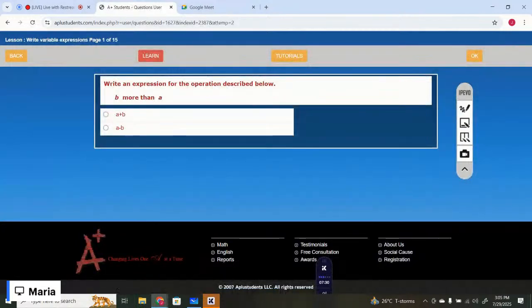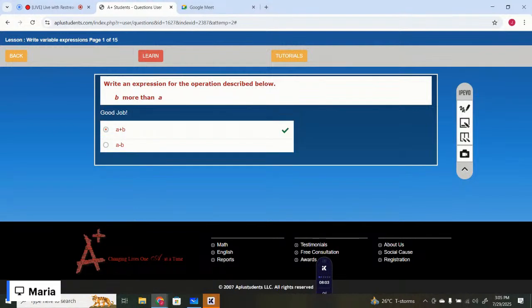Write an expression for the operation described below. B more than A. So option number 1 is the correct option. That means you're going to add them. More means you need to add and less means you need to subtract. So that would be A plus B.